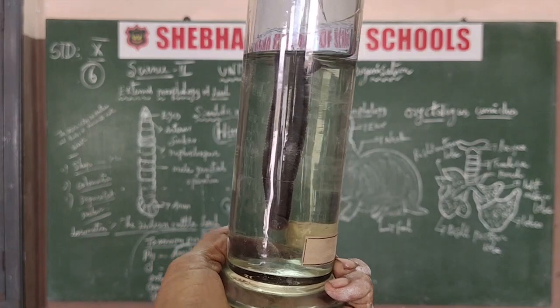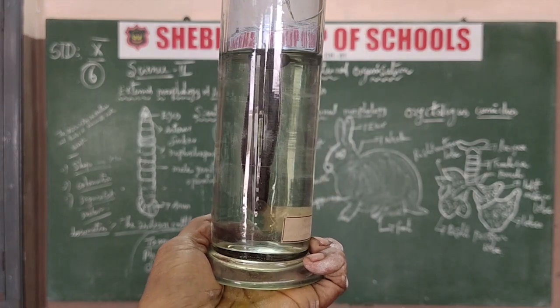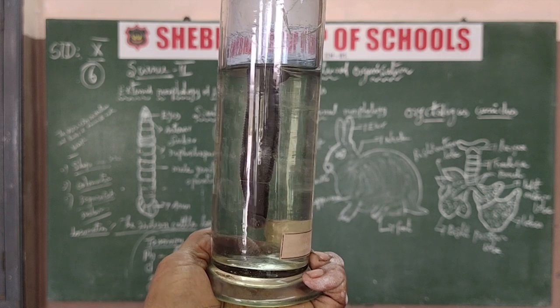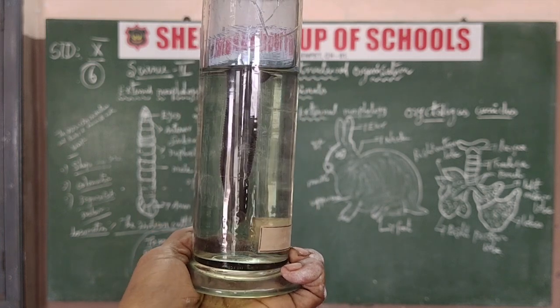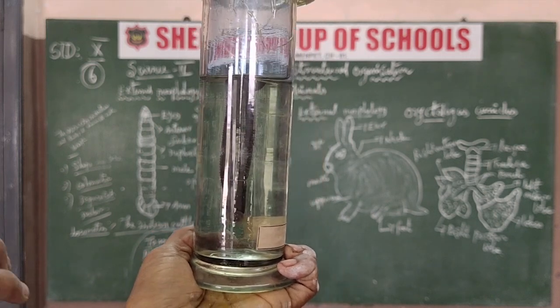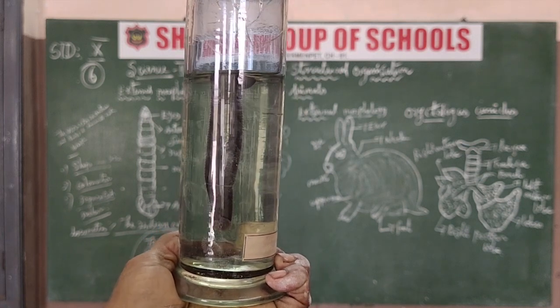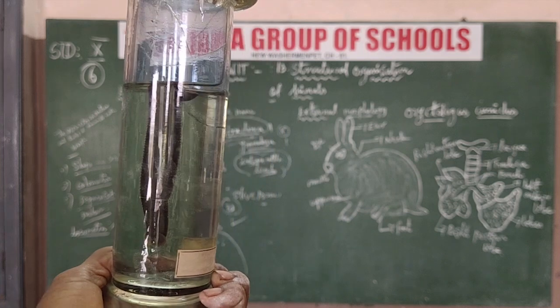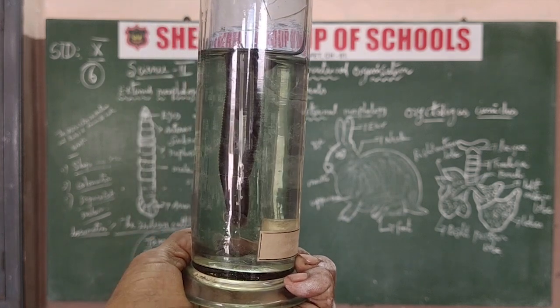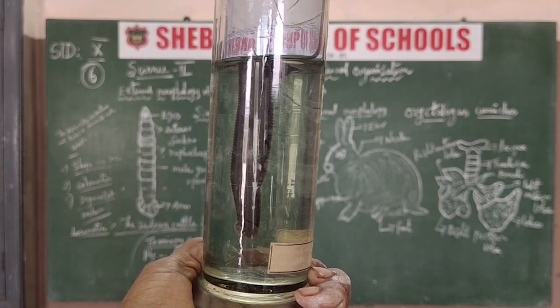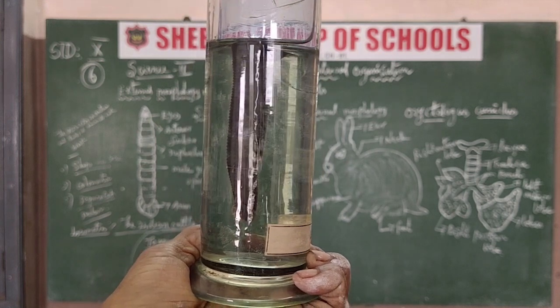Is that clear? 33 segments are present. There is an anterior region and a posterior region, with a sucker to suck the blood. In the middle of the body is the clitellum, a thick portion. The nephridiopores are present, and the excretory product goes out through the anus region.